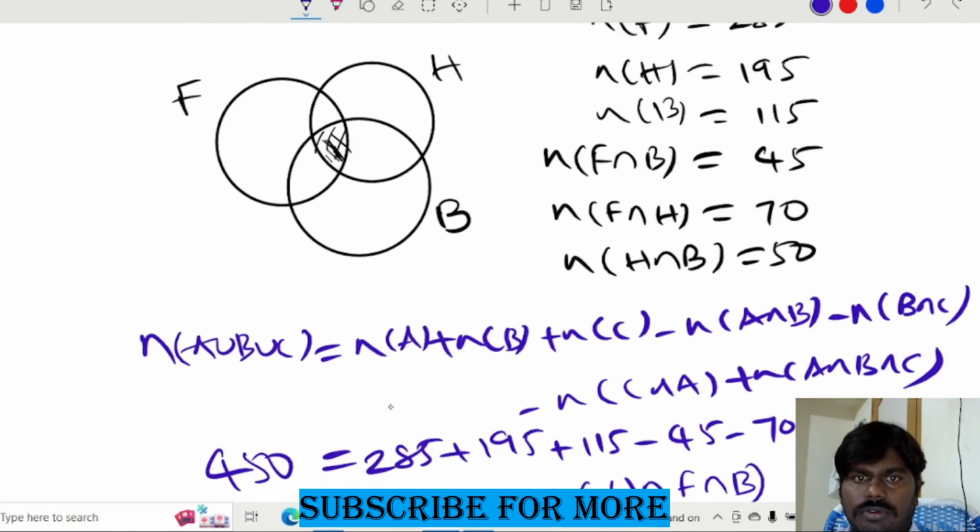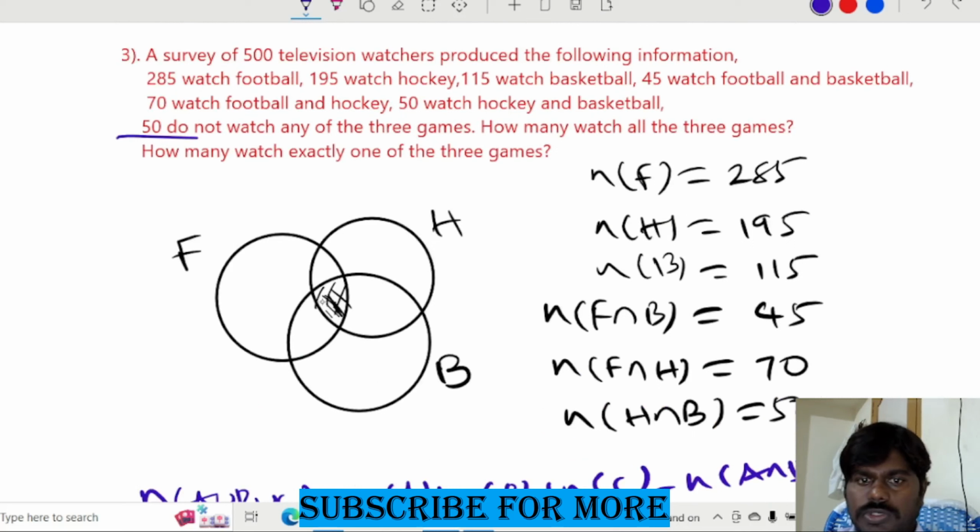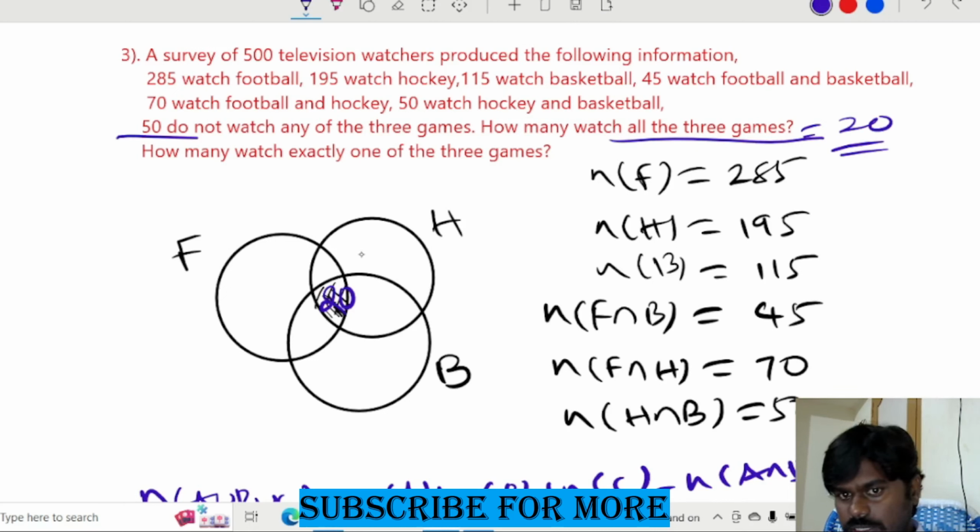So now we'll go back to the Venn diagram. Now this portion gives what? 20. Okay, how many watch all the three games means 20 members. Now how many watch exactly one of the three games? One of the three games means the number of people who watch football but don't watch basketball and also hockey. Okay, so only this portion plus only this portion plus only this portion. So first we will find everything.